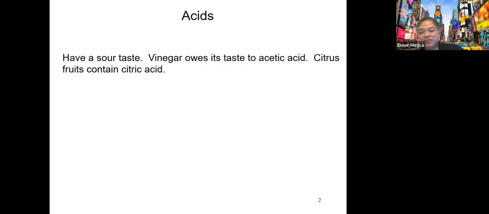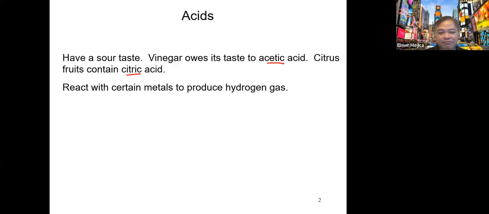Okay, but before we go to that part, so usually acids, these are the ones that have a sour taste. The vinegar owes its taste to acetic acid, and the citrus fruit contains citric acid, di ba? Kapag pinawisan tayo, sabi natin ang asim ng amoy mo. Okay? So most of the acids will react with metals to produce hydrogen gas. The exception here is the noble metals. So noble metals, those are in the jewelry like gold, silver, and platinum. They don't react with acids.